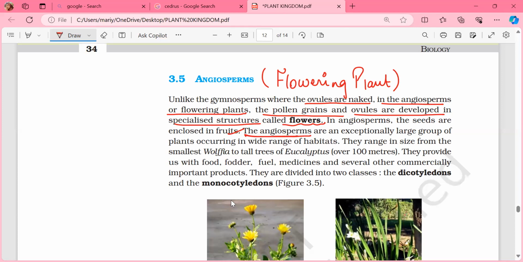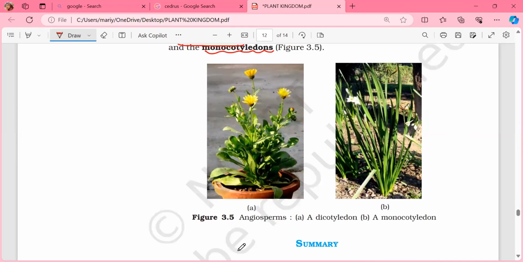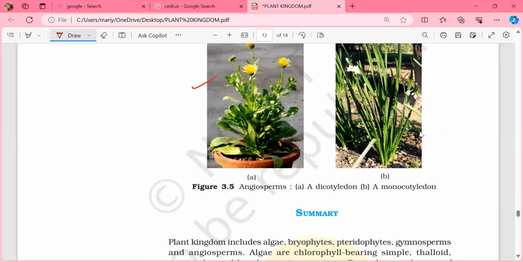The angiosperms are an exceptionally large group of plants occurring in a wide range of habitats. They range in size from the smallest Wolfia to tall trees of eucalyptus that are over 100 meters tall. They provide us with food, fodder, fuel, medicines, and several other commercially important products. Angiosperms can be divided into two classes, the dicotyledons and the monocotyledons. This is like how many cotyledons are there in the seed. So now here you have angiosperms, this is the dicot, this is the monocot.